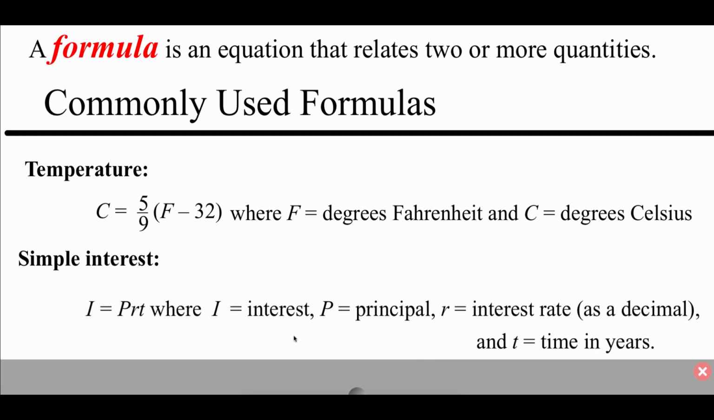The next formula is for simple interest, and it says I equals P times R times T. I stands for the amount of money that you earn in interest. P is the principal amount, which means the amount of money that you start with. R is your interest rate. Now, typically interest rates are given to you as percentages, but in order to use them in this formula, we need to convert them over into decimals. And T stands for the time that you invest the money, and we measure that in years.